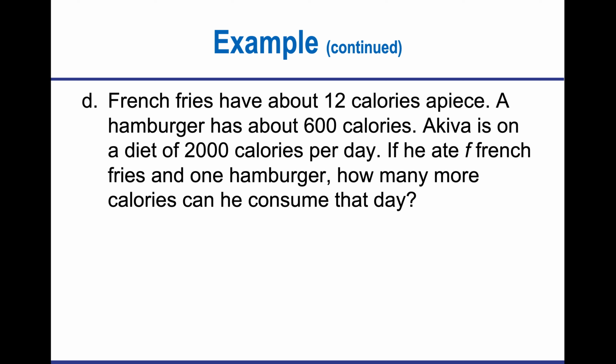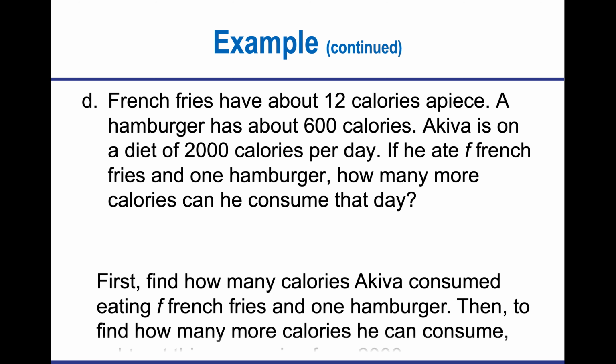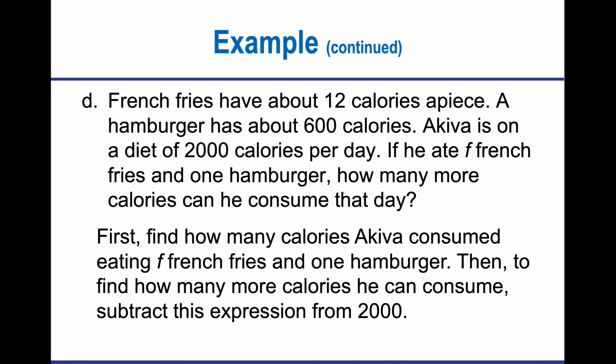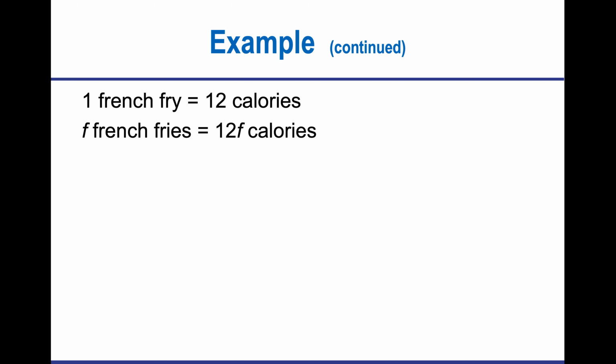French fries have about 12 calories apiece. So if I'm trying to convert this to if he ate some quantity of fries and a hamburger, how many more calories did he consume that day? Well, first I'm going to have to figure out what's going on with the French fries so that I can then generalize it to a wider frame of reference. Then I'm going to have to find out how many more calories he consumes and subtract that from the 2,000.